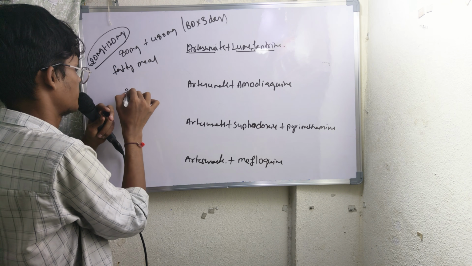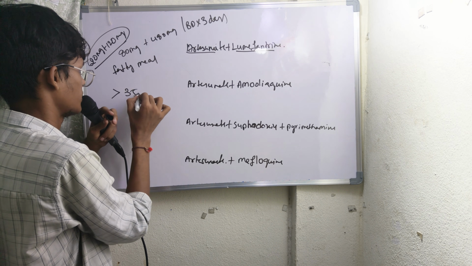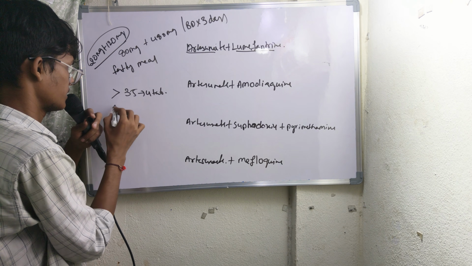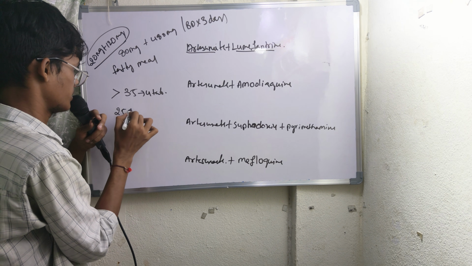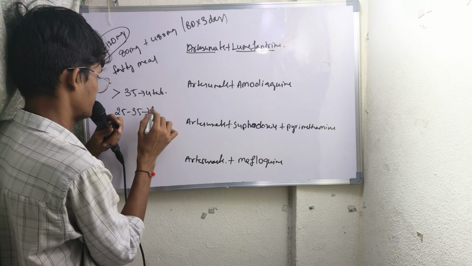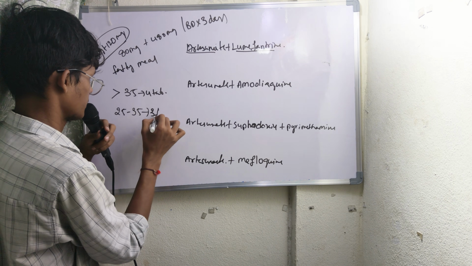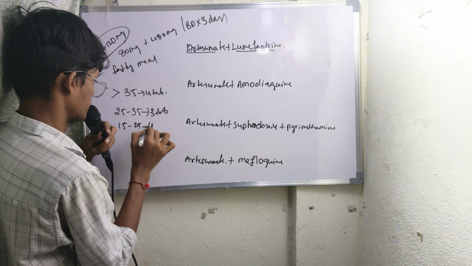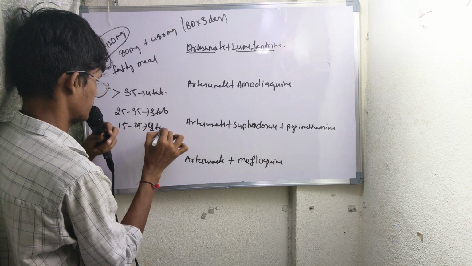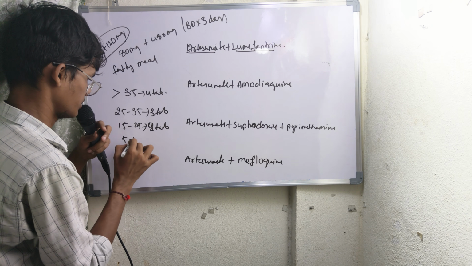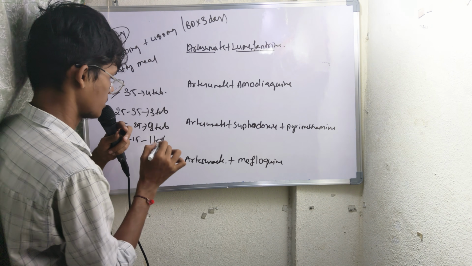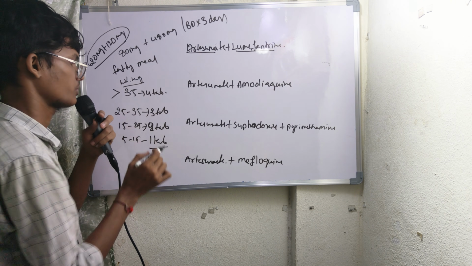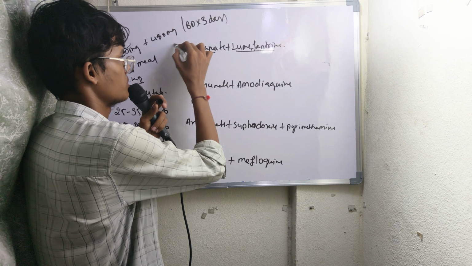If the adult or child is more than 35 kg, you can give 4 tablets per day, and if he is between 25 and 35 kg, he should take 3 tablets, and if he is 15 to 25, he should take 2 tablets, and if he is 5 to 15, he has to take 1 tablet. These are the combination tablets. These are the weights in kg. Okay, and then we finished this one.